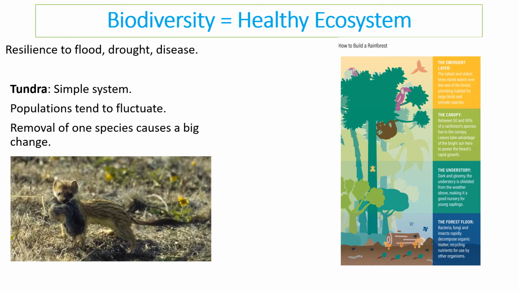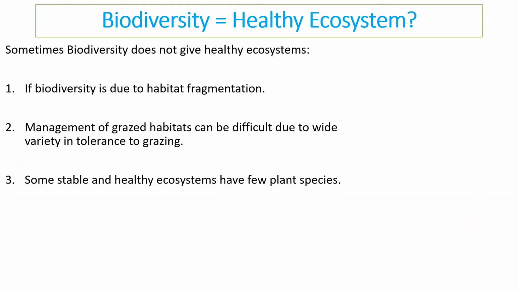So an example of this could be being resilient to flood, drought and disease if things happen. A tundra is a very simple system, as you can see here, with a very small amount of plant life and very few animals. So the removal of one species here might have a bigger impact because most of the species have a large niche in the habitat, whereas in a more complex habitat, your niche is likely to be less important and smaller.